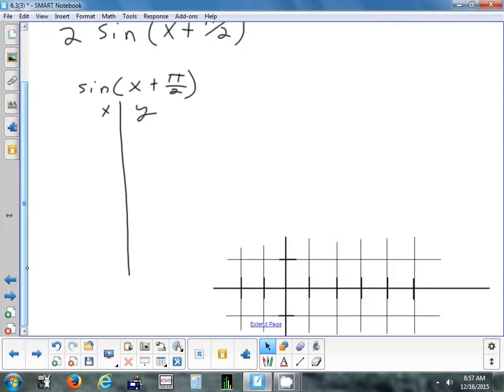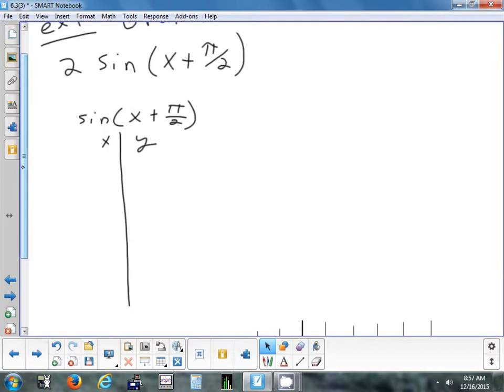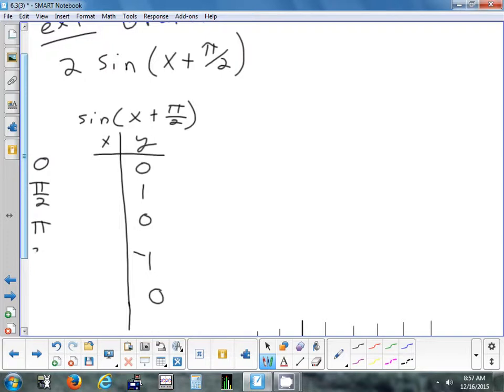Okay, so for a phase shift, what values stay the same? Y's. So 0, 1, 0, negative 1, 0. Okay, and what am I going to do to all my original x's? I'm going to subtract pi over 2. All right, so if I do that, Shannon, what will my first one be? Negative pi over 2. Okay, my second one? 0. Yep, I got 0.